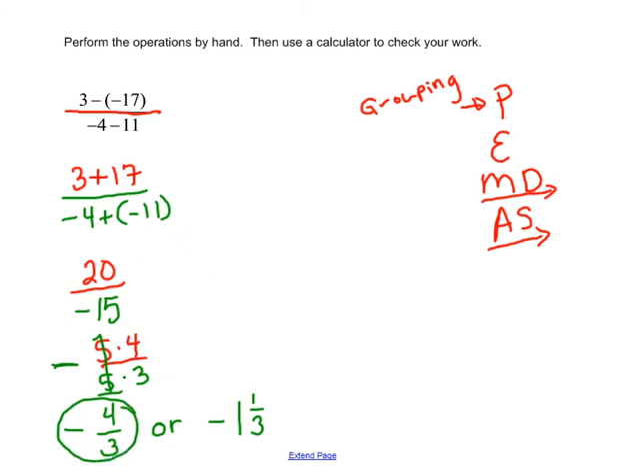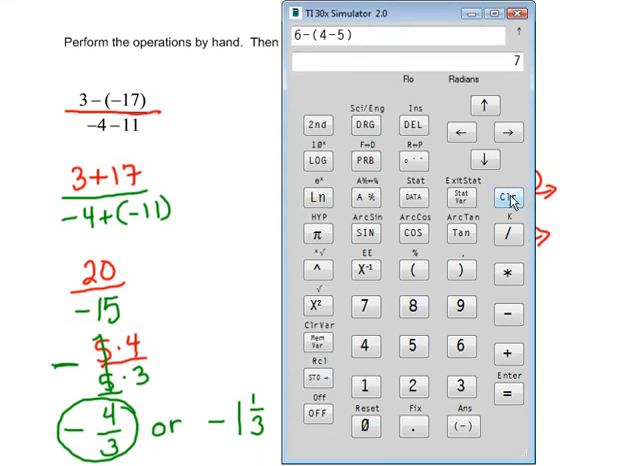Let's take a look at our calculator and see how we can use our calculator to check our work. If we check the numerator, we can say 3 minus negative 17. I'm going to use my parentheses there and close the parentheses. That gives us 20 for our numerator, which we saw before. If we check our denominator, negative 4 minus 11, and watch the difference between the negative sign and the subtraction sign, that gives us the negative 15 for our denominator. Now we can take 20 divided by negative 15.